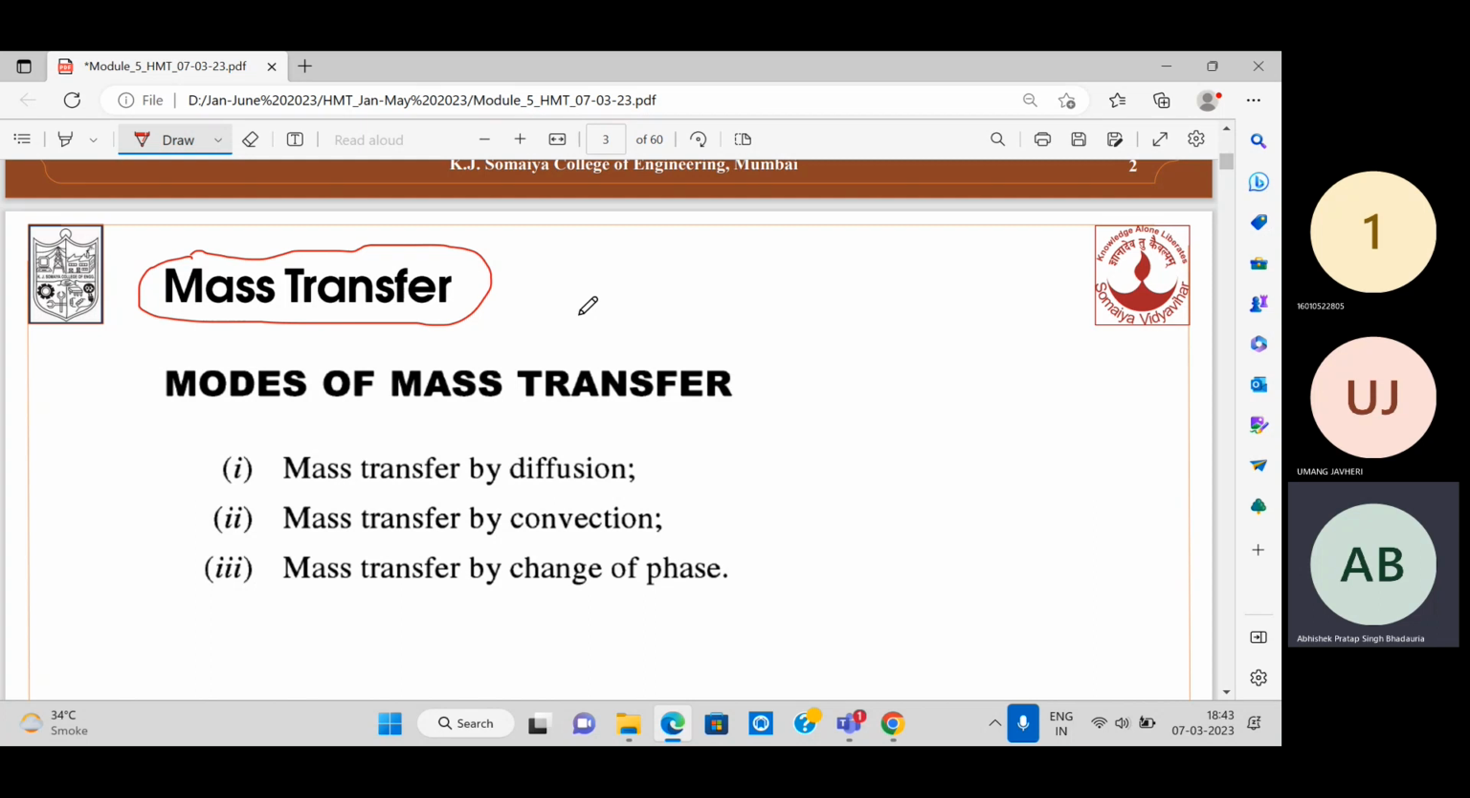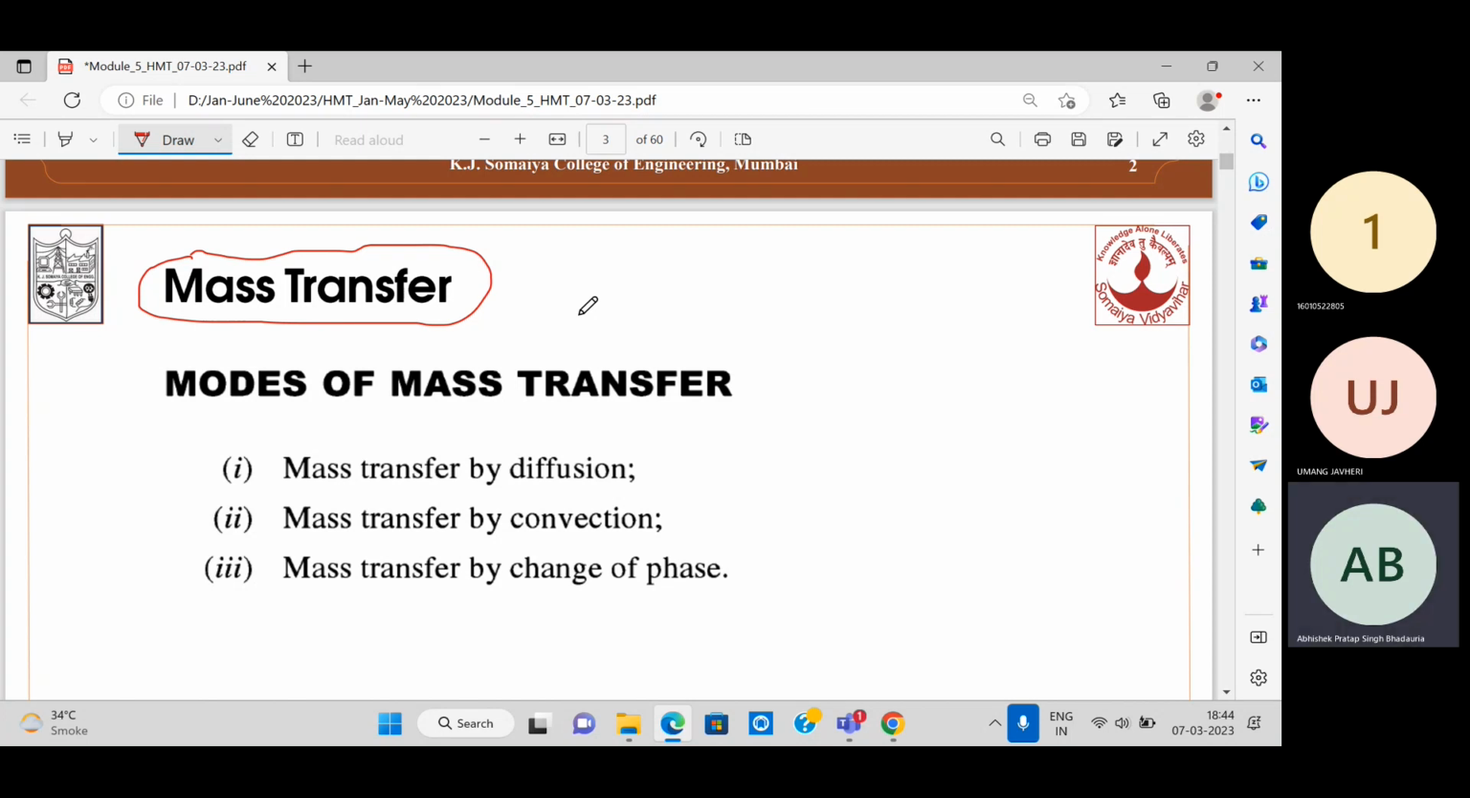And what is responsible for this mass transfer? The species concentration difference in the system. The transfer that takes place due to the concentration difference of the species is known as mass transfer, and it will continue as long as the concentration difference is there.